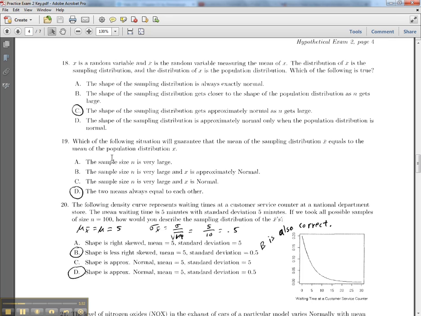Number 19 says, which of the following situations will guarantee that the mean of the sampling distribution x bar equals the mean of the population distribution x? A, the sample size n is very large. B, the sample size n is very large and x is approximately normal. C, sample size n is very large and x is normal. D, the two means are always equal to each other.